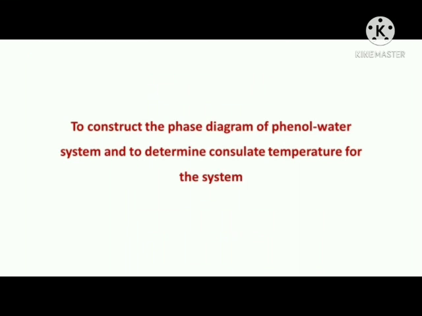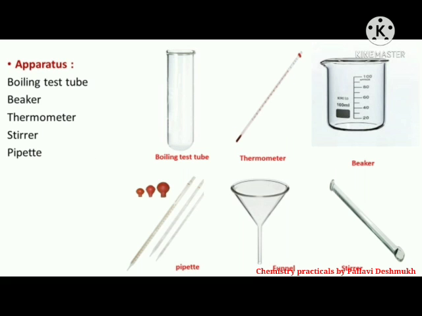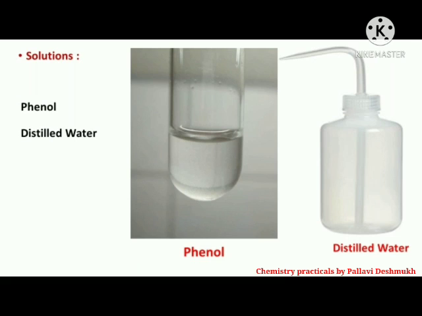Aim of the proposed experiment is to construct the phase diagram of phenol and water system and to determine the consolute temperature for the system. The apparatus needed for the experiment are boiling test tube, beaker, thermometer, stirrer and pipette. The solutions required for the experiment are phenol and distilled water.